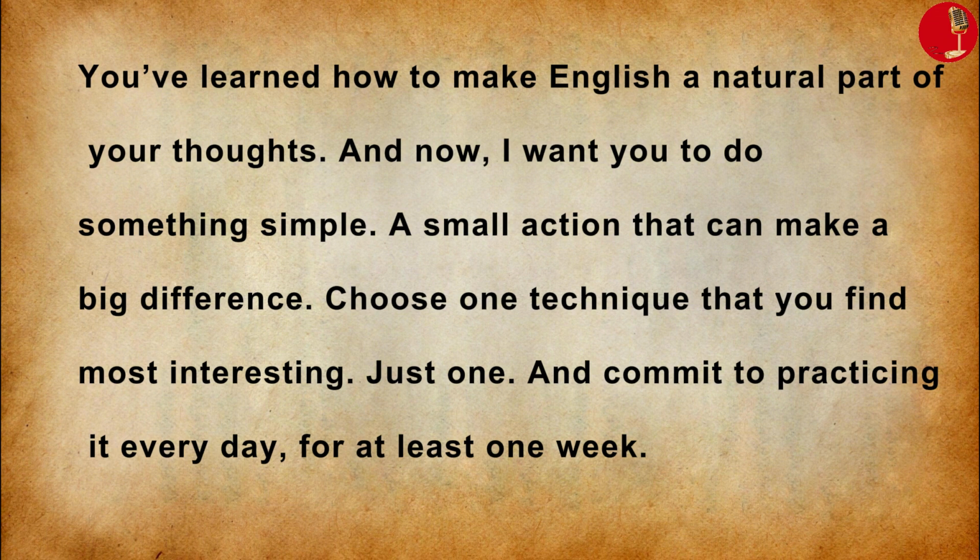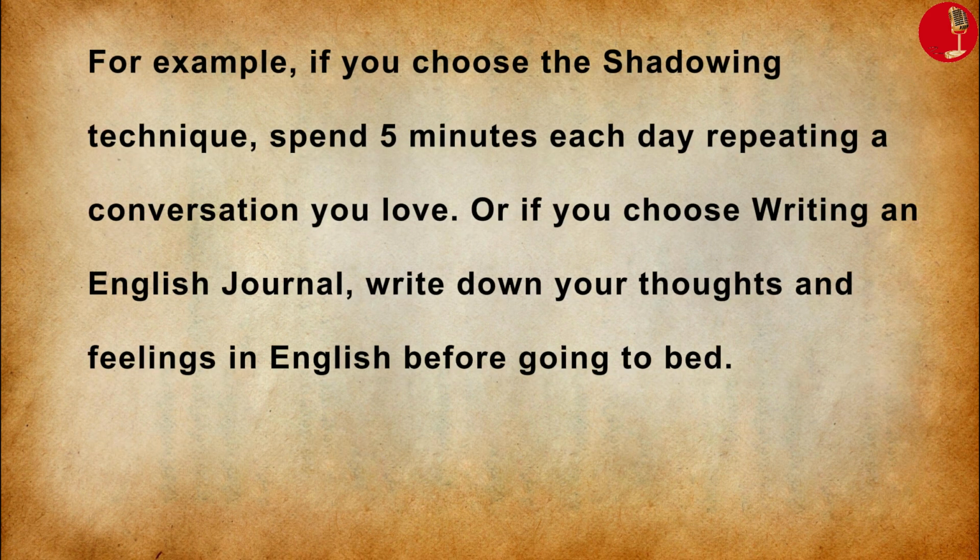Choose one technique that you find most interesting. Just one. And commit to practicing it every day for at least 1 week. For example, if you choose the shadowing technique, spend 5 minutes each day repeating a conversation you love. Or if you choose writing an English journal, write down your thoughts and feelings in English before going to bed.